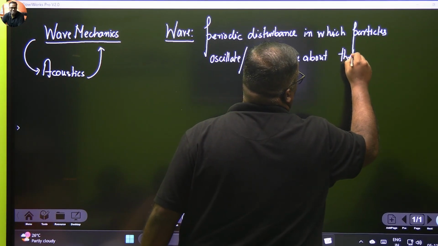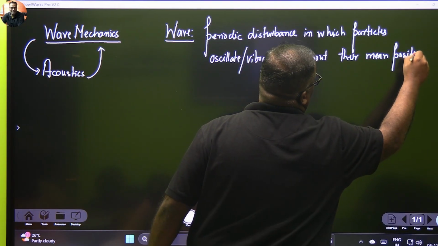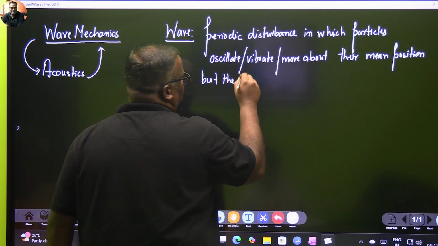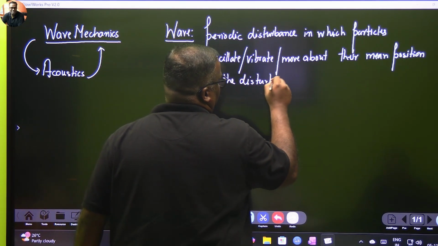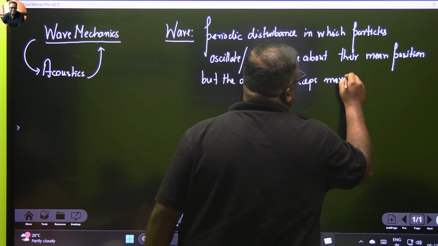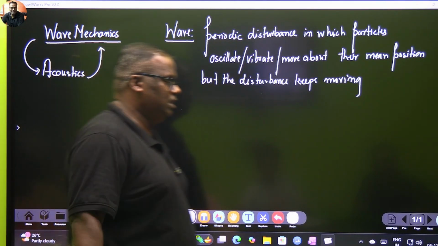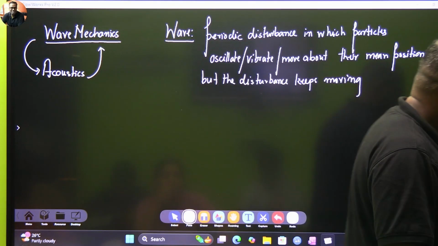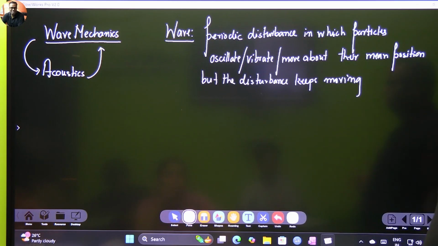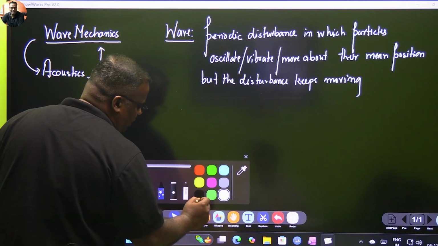Their mean position, but the disturbance keeps moving. Very crude definition of wave. A wave is a periodic disturbance in which particles vibrate, oscillate, or move about their mean position. However, the disturbance keeps moving. Now let's try to understand this with some very basic level examples.